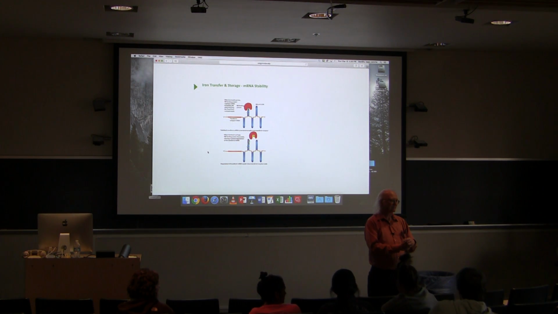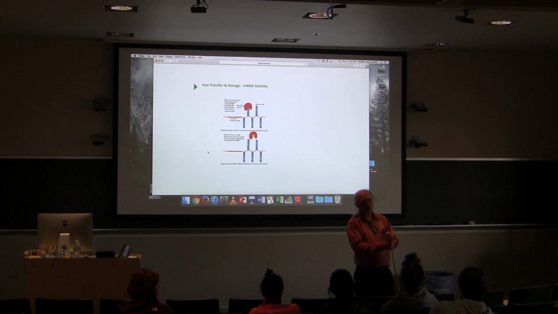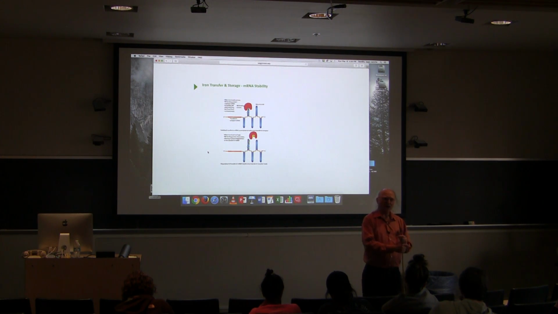So we talked about attenuation with the tryptophan operon, but is that something that happens in the synthesis of all amino acids, and we just have tryptophan as an example? Yeah, that's a good question. So the question had to do with attenuation of the tryptophan operon, and do all amino acid operons have that? The answer is they don't all have that, no.